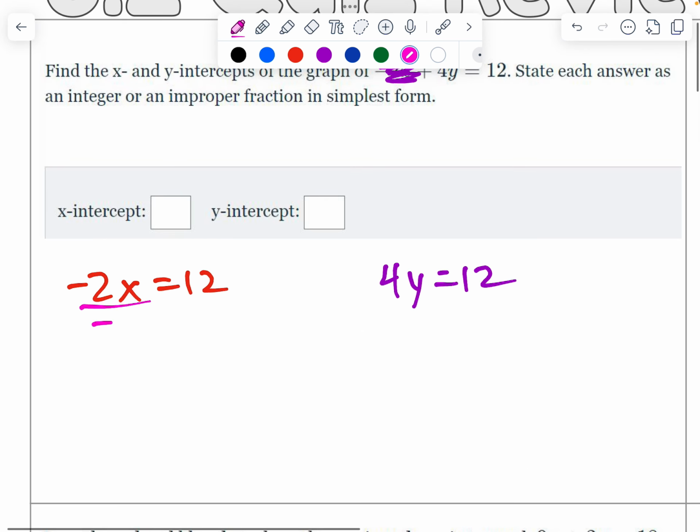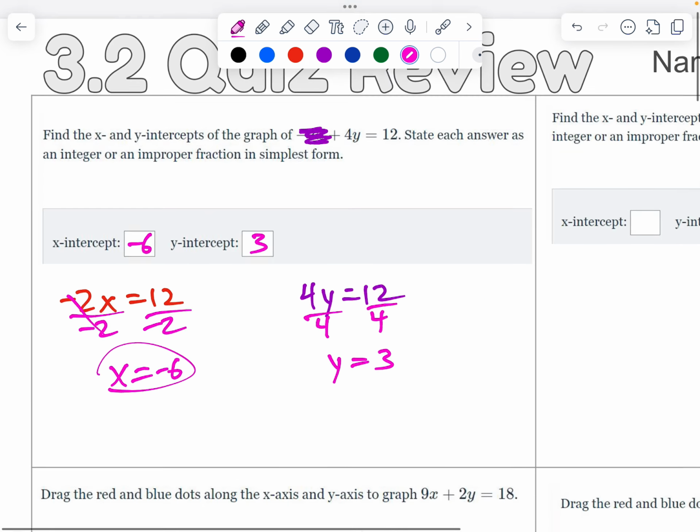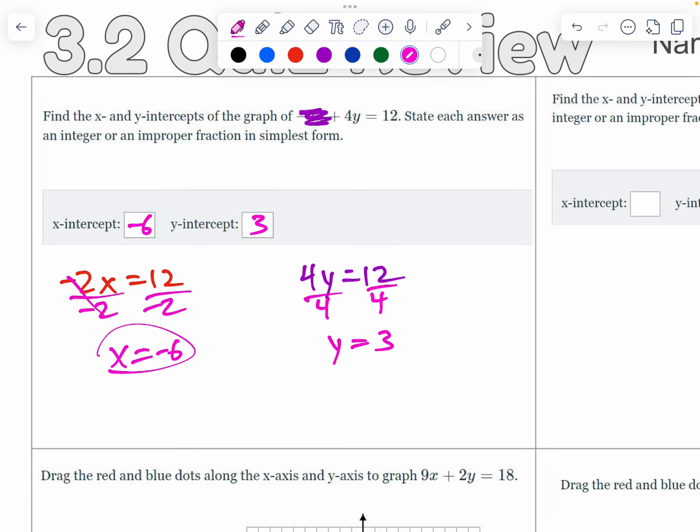So divide by negative 2, and you get x equals negative 6. There's my x-intercept. Divide by 4, you get y equals 3. Y-intercept. That's it. And so that's the exact same thing on number 2.